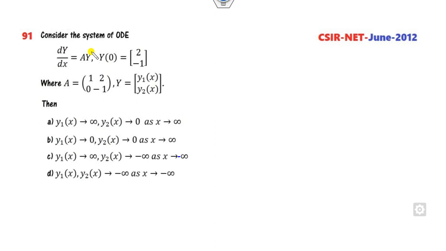Again, it's a 2 cross 2. So we will try to find the eigenvalues. So this is plus 0 and minus 1. So the eigenvalues are plus and minus 1. Again, the initial condition. So my solution will be c1 e raised to power x and c2 e raised to power minus x. It clearly says that at y equal to 0, the eigenvalue is minus 1. So I can say c2 will be minus 1.